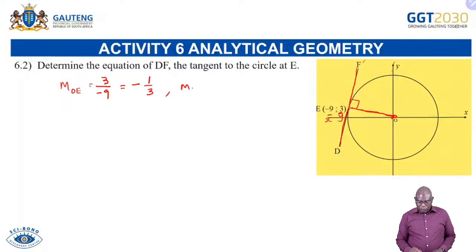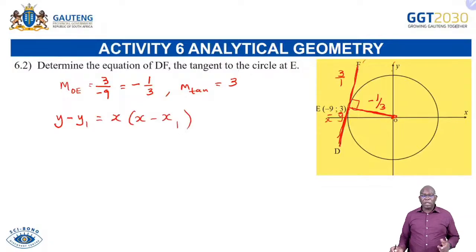What will be the gradient of the tangent? Easy. If this gradient here is negative 1 over 3, the gradient of the tangent will be 3 over 1, positive. So the gradient of the tangent will be 3. Then I can use my formula y minus y1 equals m into x minus x1. In the meantime, if you do it with the formula x1 times x plus y1 times y equals r squared, you still get the same answer. Right. So y minus y1, my y1 is 3.